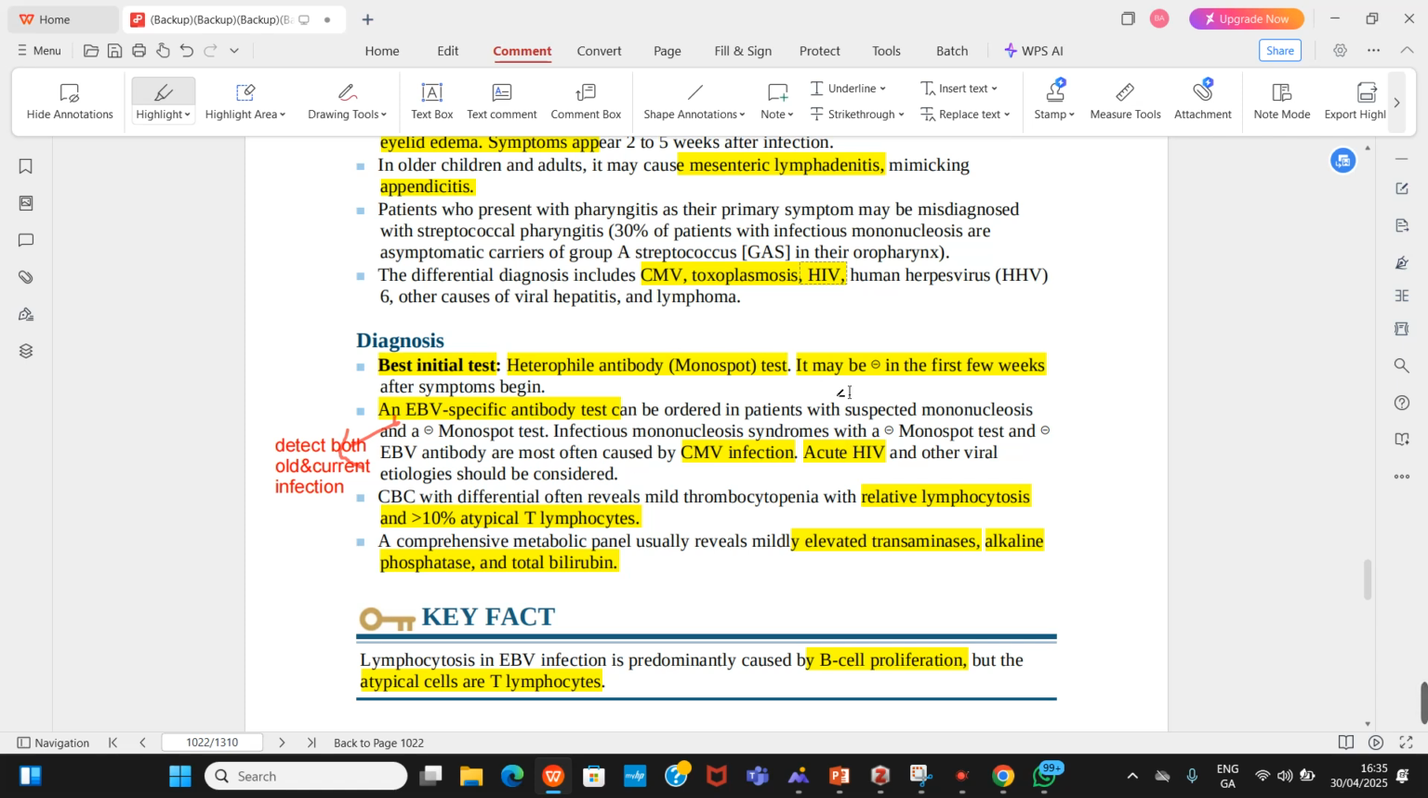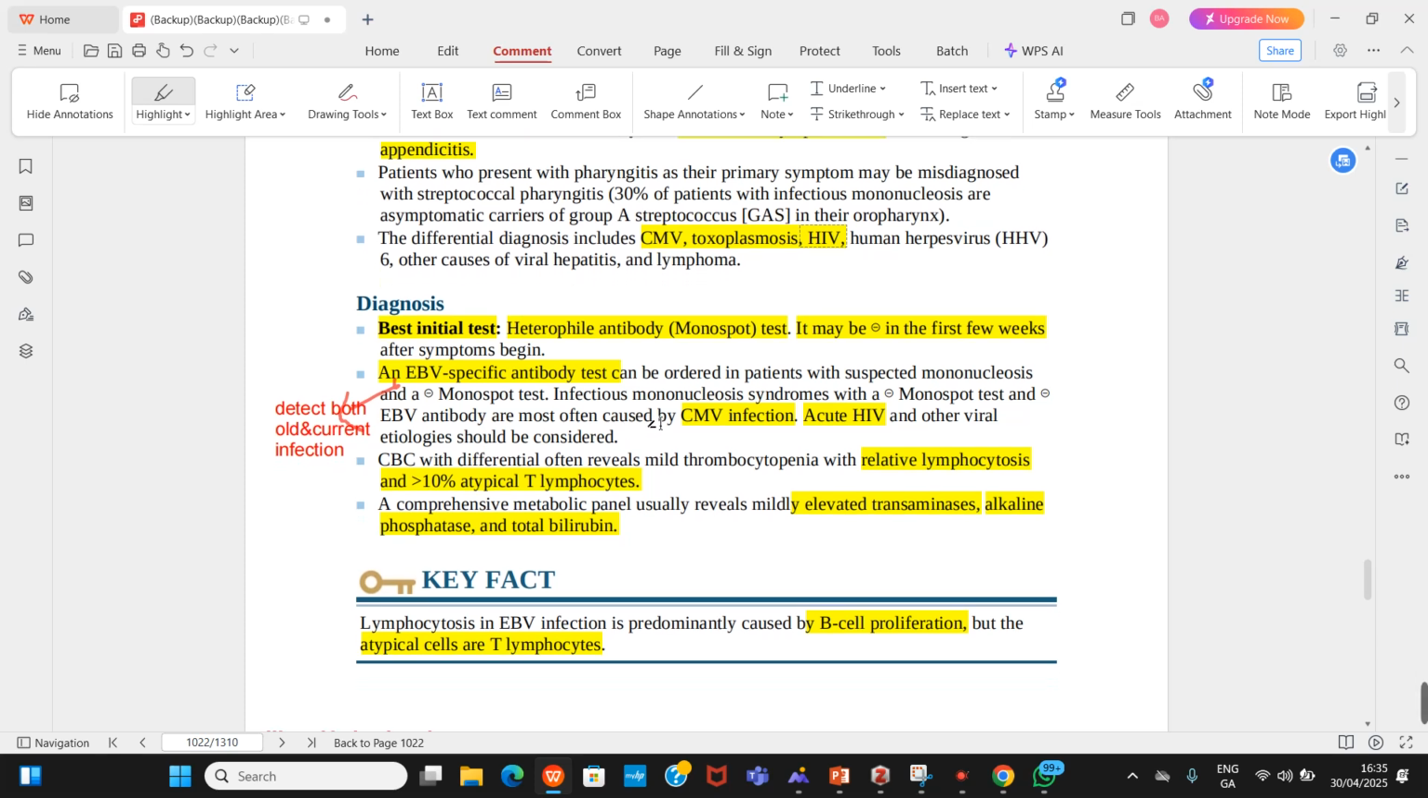In that situation, if we still have a very high index of suspicion, we can do the EBV-specific antibody test. Usually, this might be positive if it's actually Epstein-Barr virus. So if the monospot test and the EBV antibody test are both negative, your answer should be CMV infection. Most likely, it's going to be CMV.